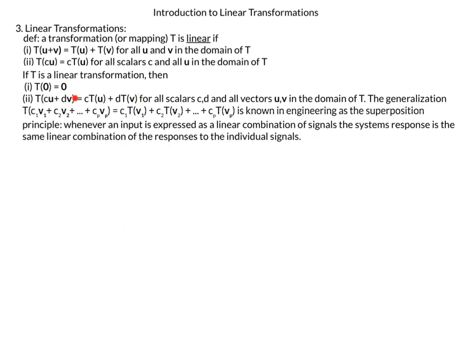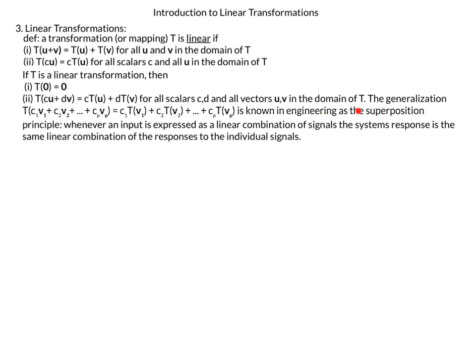This second statement here about linear transformations, T of cu plus dv is equal to cTu plus dTv, where c and d are scalars and u and v are vectors in the domain of T. And we have this generalization to go from just two vectors u and v to an arbitrary number of vectors p. So T of c1v1 plus c2v2 up to cpvp is equal to c1, taking out the scalar, Tv1 plus c2 Tv2 up to cp Tvp.